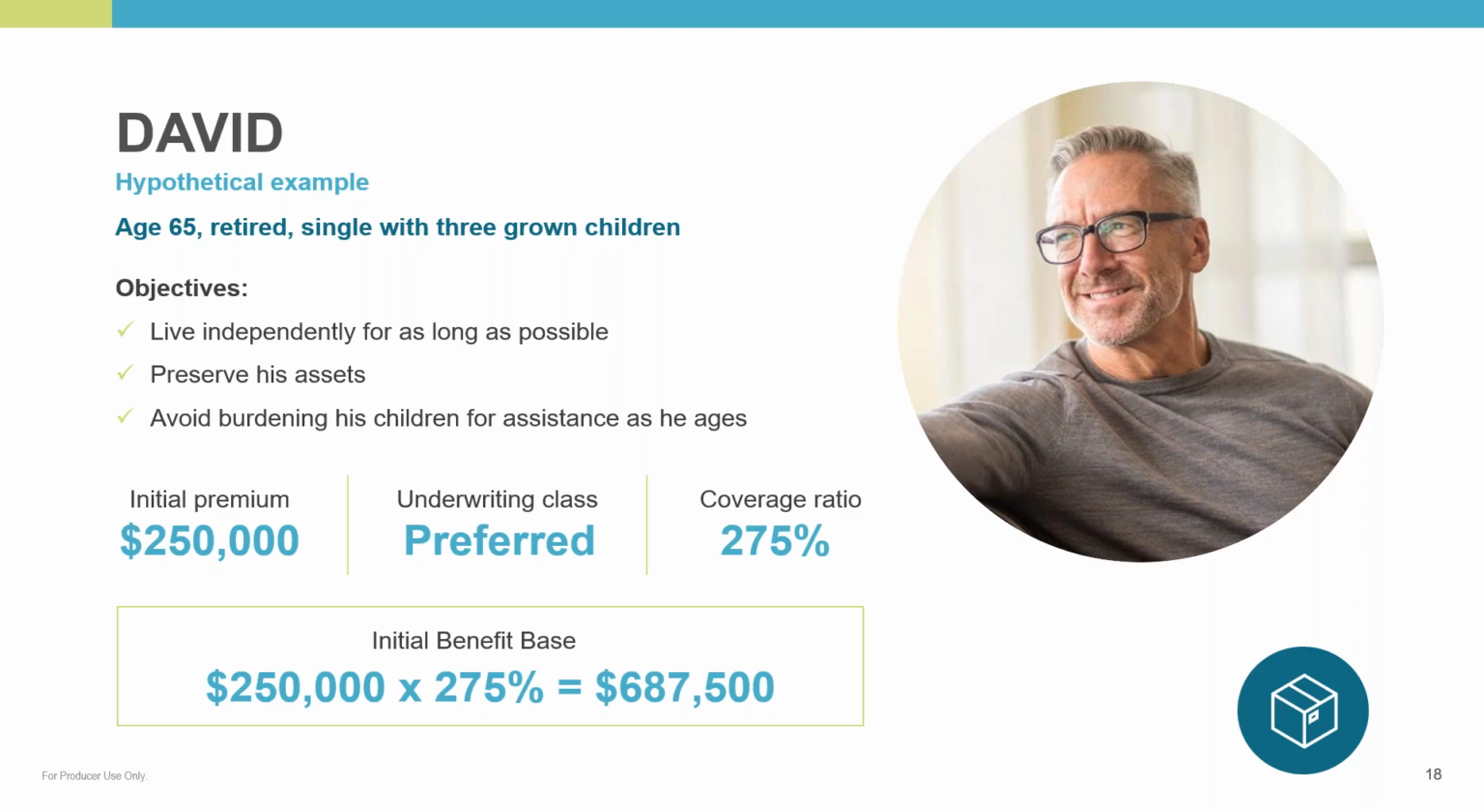He's going to put in a premium of $250,000. He falls under the preferred underwriting class. His maximum coverage ratio based upon being age 65 is 275%. So he's chosen to maximize his coverage ratio all the way up to the maximum of 275%. We take the initial benefit base, which is the $250,000 premium multiplied by the 275% coverage ratio. That creates an initial benefit base of $687,500. That'll be the actual starting point for the benefit base itself.